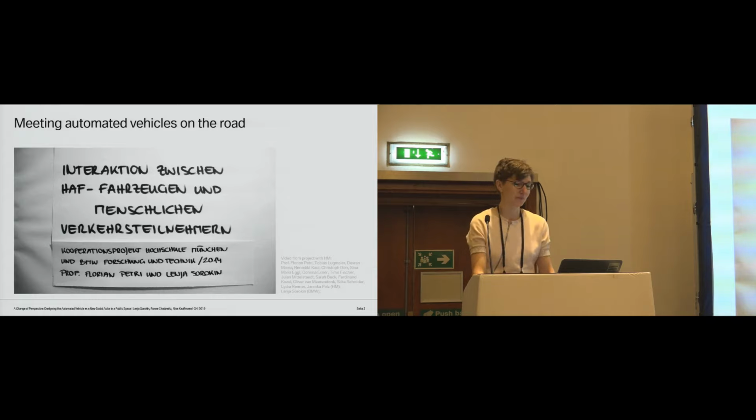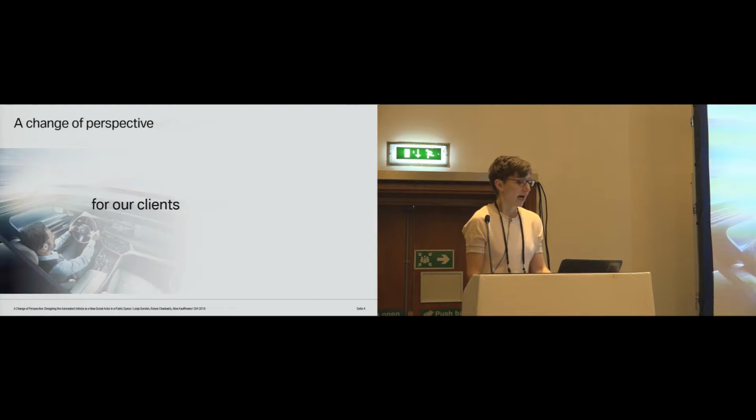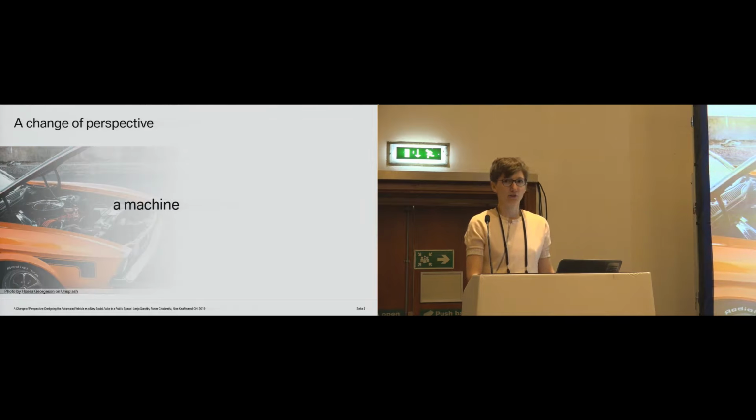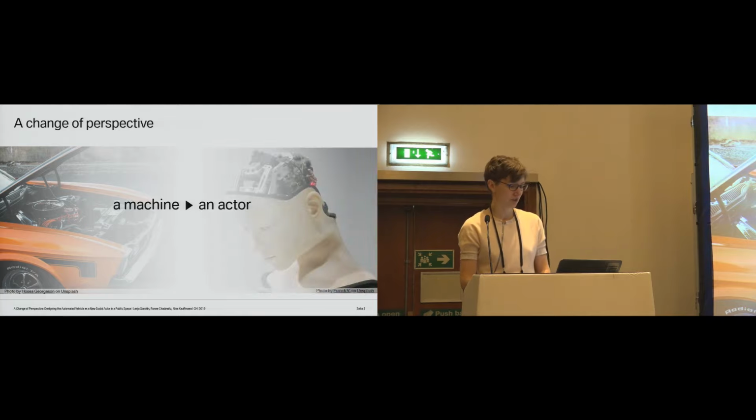In automotive industry, interaction designers traditionally design the ideal environment for the driver, the cockpit. Now, designing an automated vehicle so that it is accepted by other road users and that it can interact well with them required a complete change of perspective for automotive industry. It was a change of perspective from designing for a system that is used deliberately by our clients to one that is encountered by the public. And from designing a machine to designing an actor that proactively makes decisions.